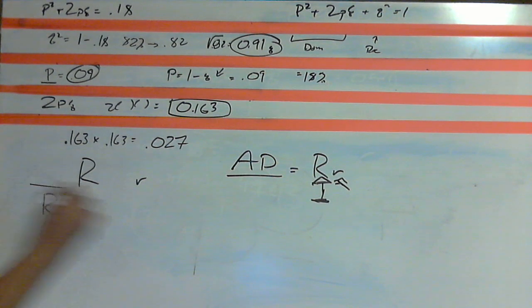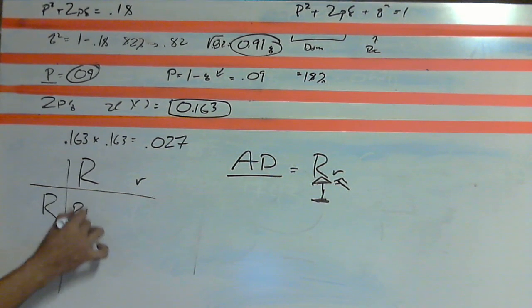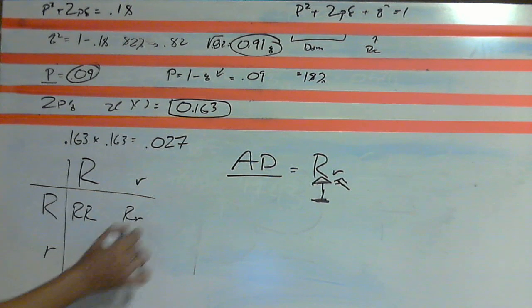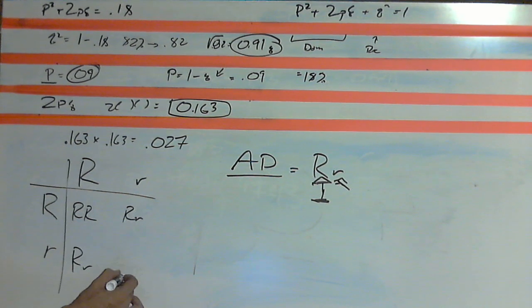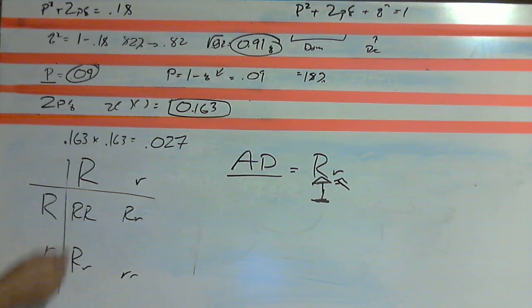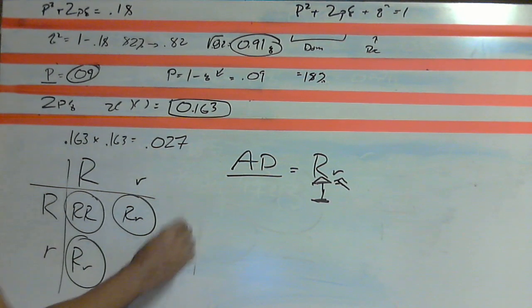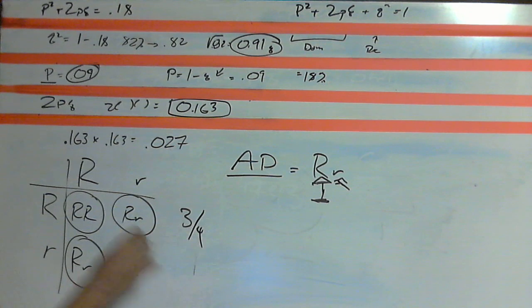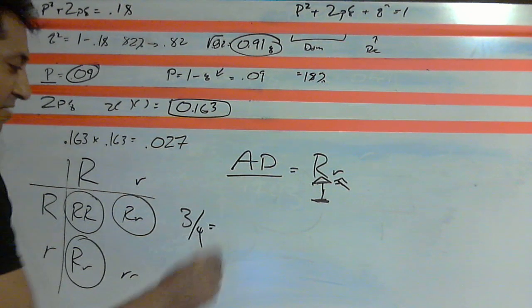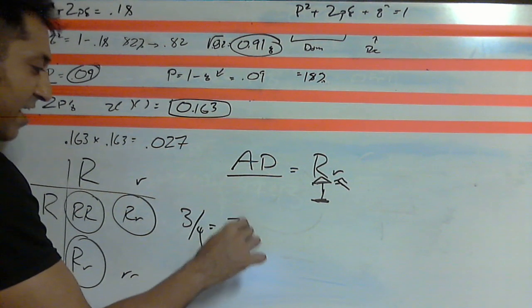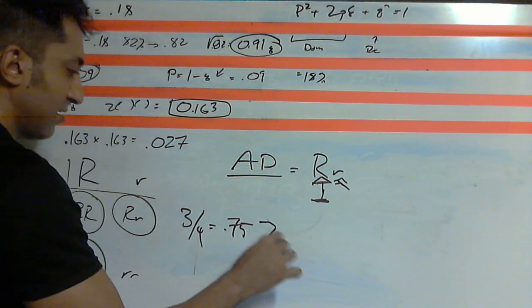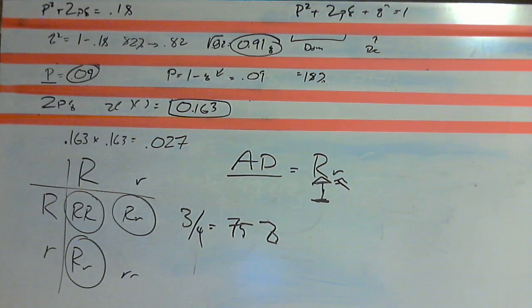So let's see what we have here. We have a big R, big R, big R, little r, big R, little r, little r, little r. So I see a big R here, a big R here, and a big R here. So 3 out of the 4 kids are going to be affected. So 0.75 or 75% are going to be affected. And that's how you do this problem.